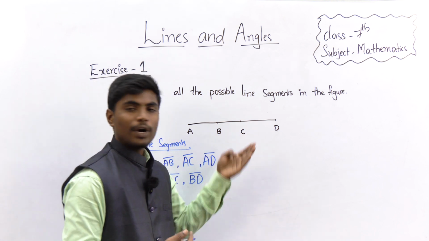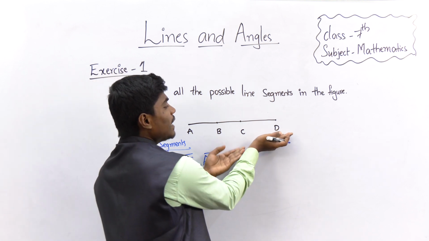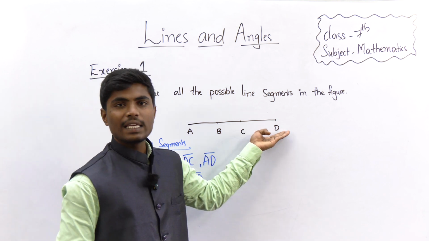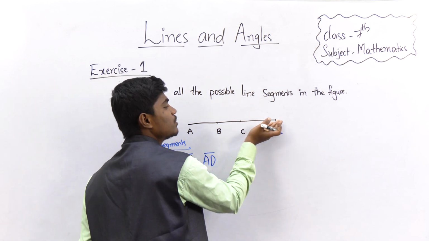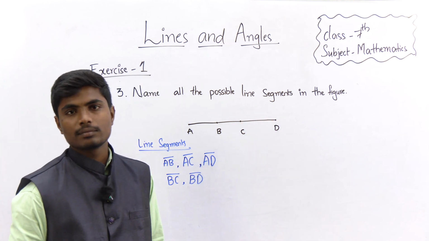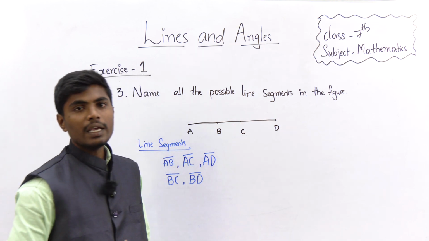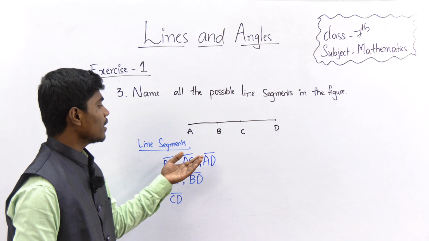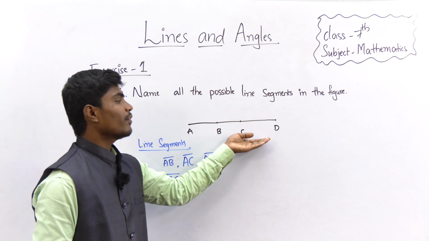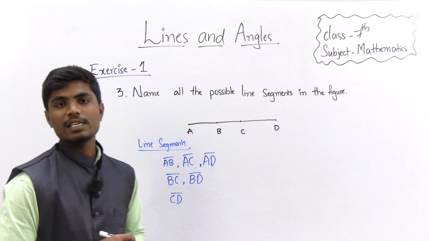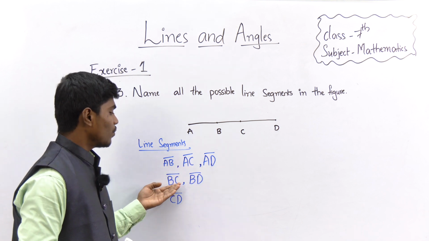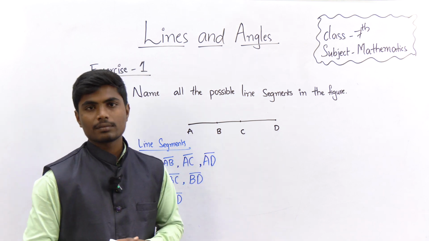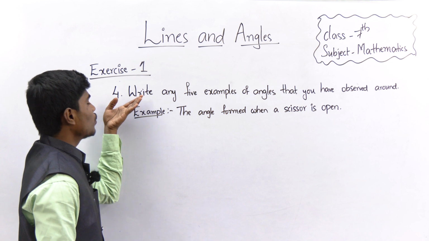Now let's consider point C. Only one point remains after C, which is D. So C is a point, D is a point, and the line is joining C and D. So CD is also a line segment. All possible line segments in the figure have been written. How many line segments are possible? 1, 2, 3, 4, 5, 6. Total 6 line segments are present in this figure. Third problem done. Now let's move to the fourth problem.